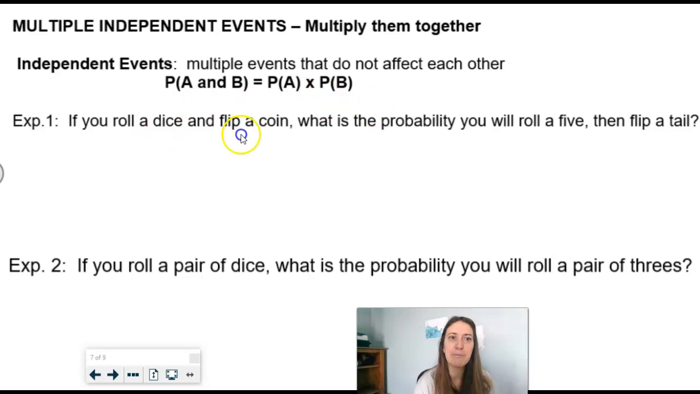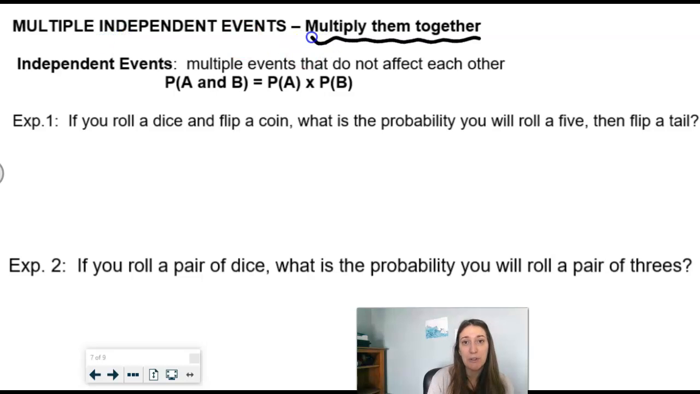Calculations are easy enough. Speaking of calculations, what if you have multiple events? Well, right now, these next two examples are called independent events. They don't affect each other. But the idea is you just simply multiply them together. That's it.